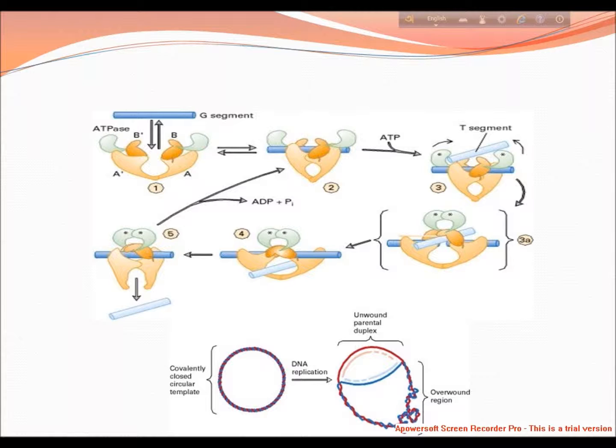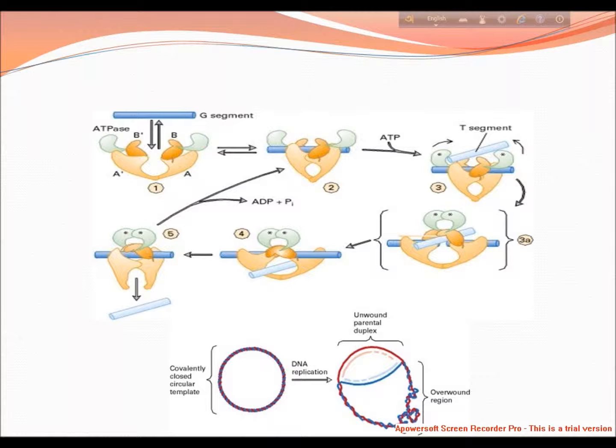As these domains come closer together, they trap the bound T segment. The conformational change also forces the separation and cleavage of the two strands of the G segment. Each strand is joined to the enzyme by a tyrosine phosphodiester linkage. Unlike the type 1 enzyme, the type 2 topoisomerase holds the DNA tightly so that it cannot rotate.